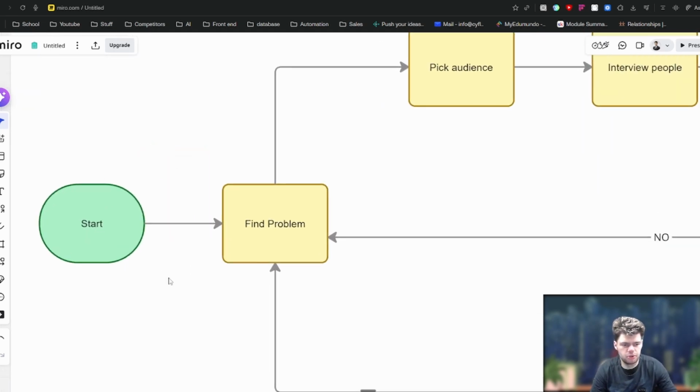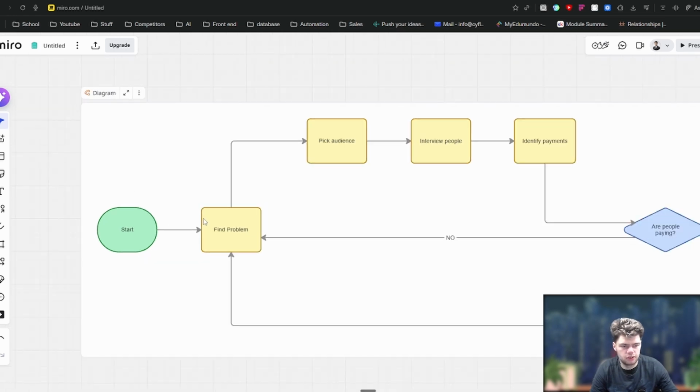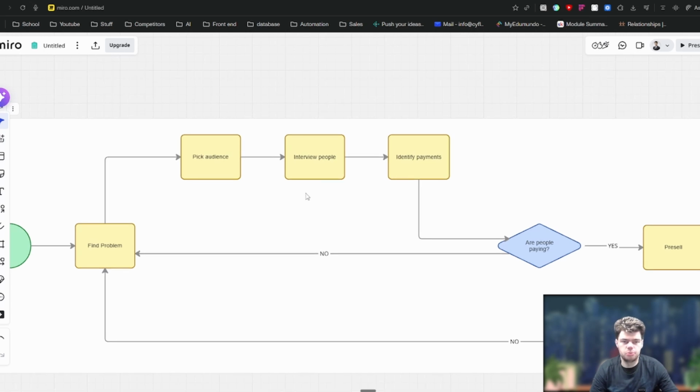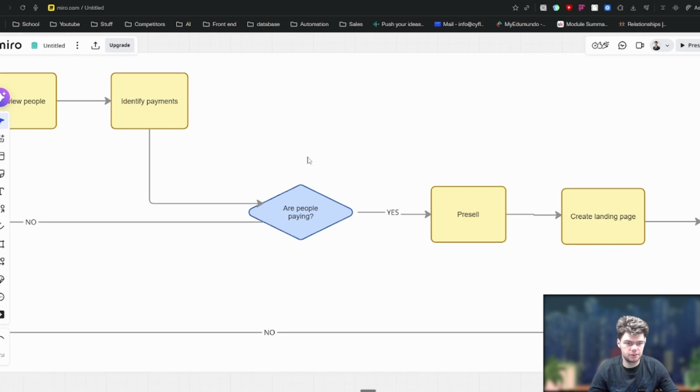So once we have a problem, dentists needing more appointments, we're going to find an audience where we already have it: dentists. We're going to interview people, business owners or dentists, identifying payments. How do they collect the payments? Well, they basically already have a desk set up with an assistant probably that takes the payments. So are people paying? Yes. And is it a problem?